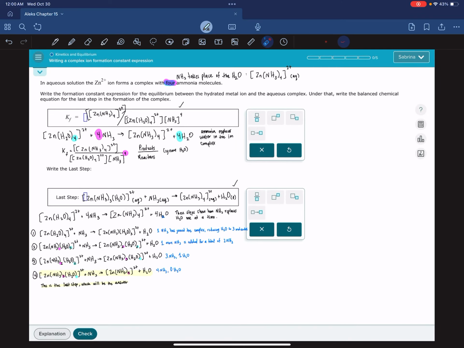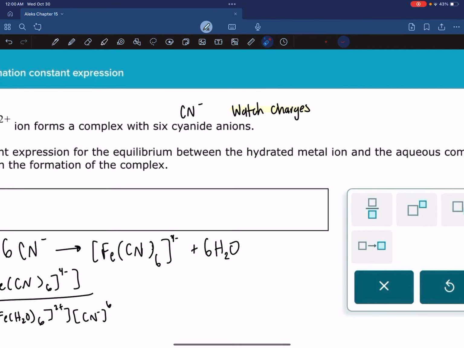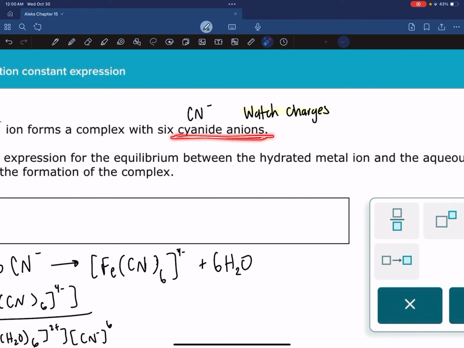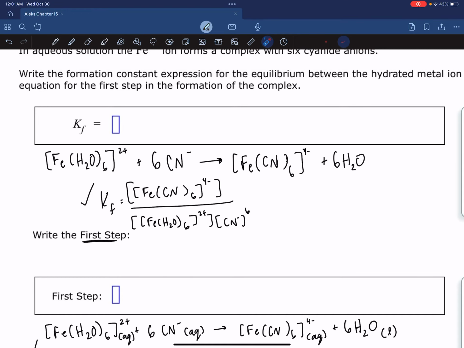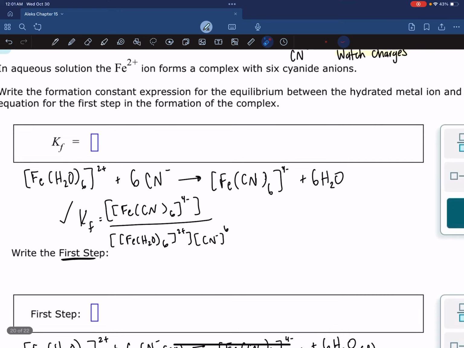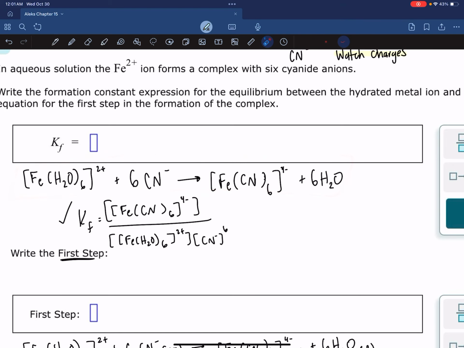Now, there's one thing I quickly want to show you. Sometimes you might get stuck with a cyanide anion. The difference here is that this has a -1 charge, so we have to watch our charges because it's going to change our expression. So what happened here, here's my equation. This is H2O, the starting point where the complex is just the iron and the H2O. But then we're adding 6 cyanide anions. And when I have 6 cyanide anions, that's a -1 charge times 6, which gives us a total charge of -6.